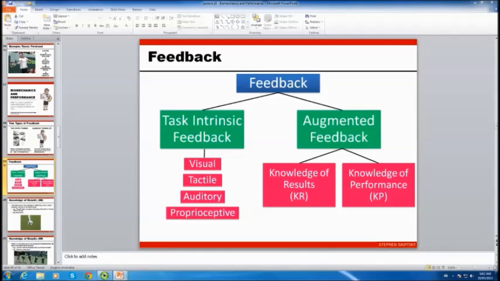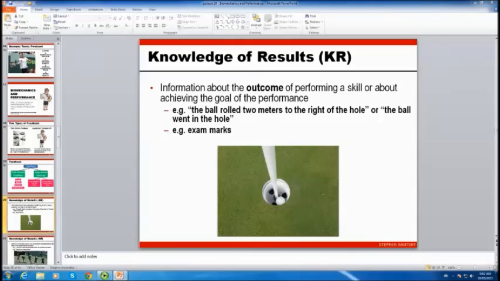Let's look at knowledge of results. Simply put, if I, as a coach, provide feedback to you that gives you information about what happened, the end result, the outcome, that is me giving you knowledge of results. We call it KR for short, KR feedback. So if I say to you this, you did your exam, KR would be you got 60.